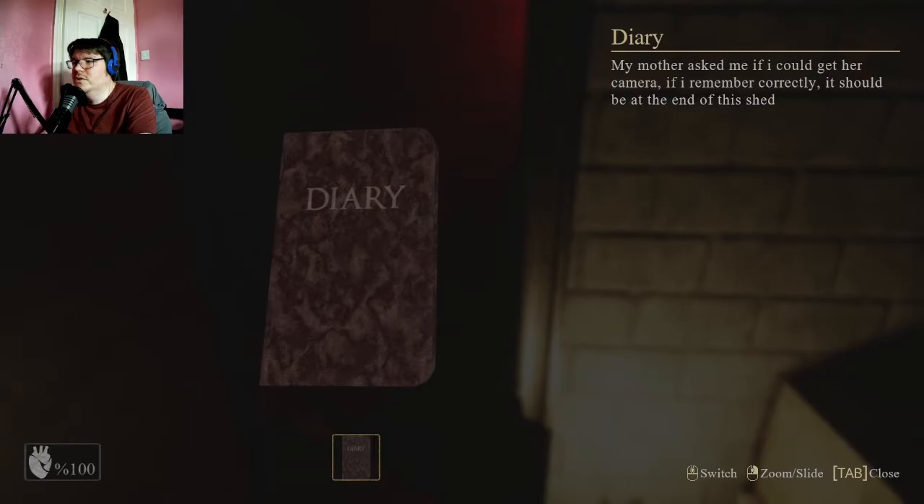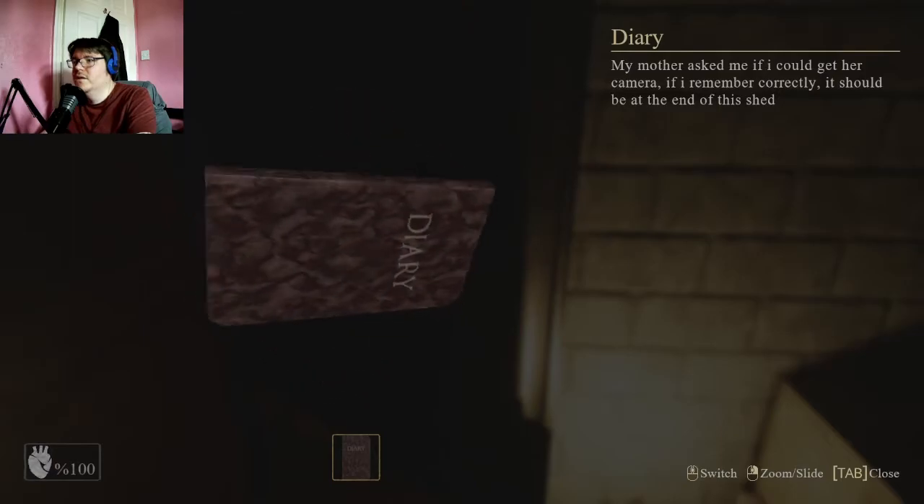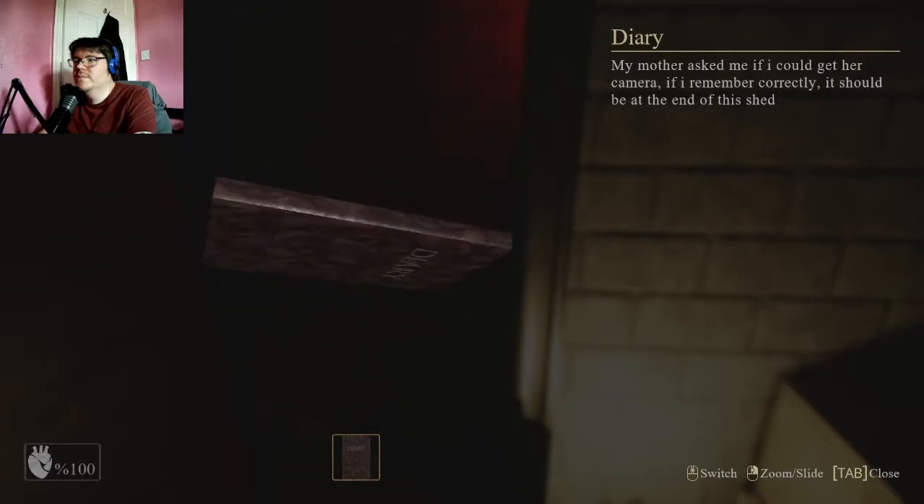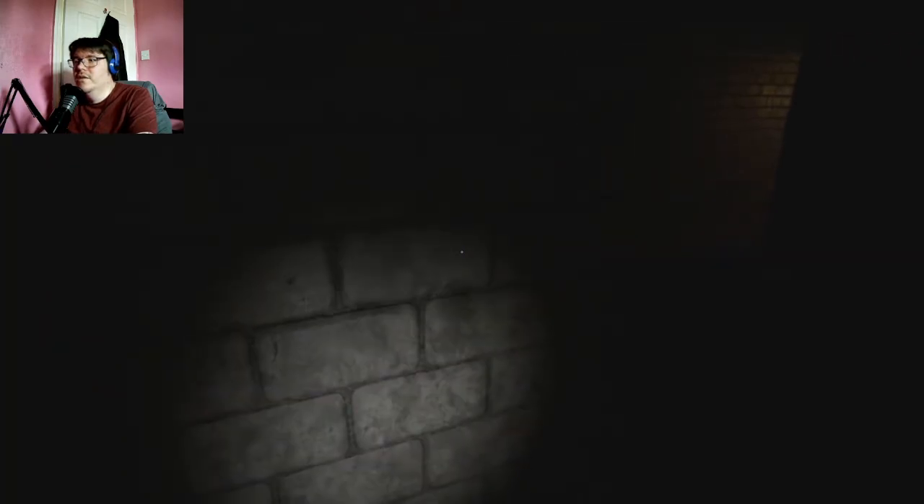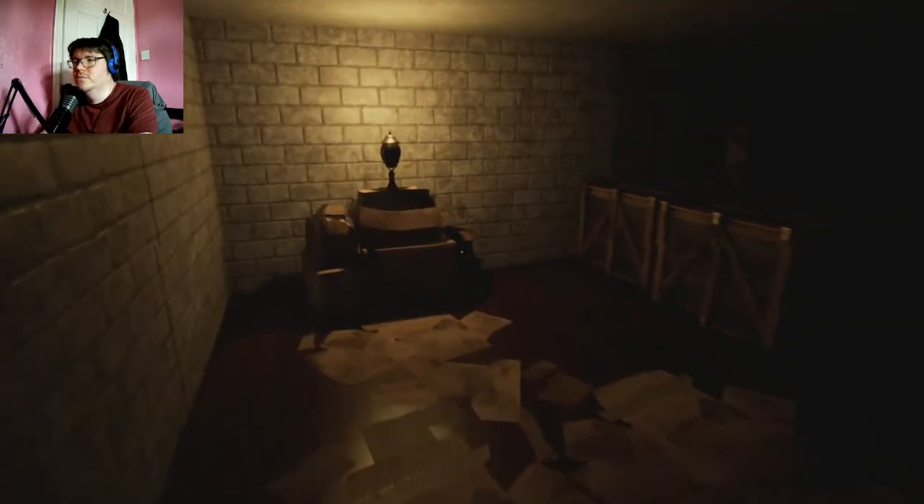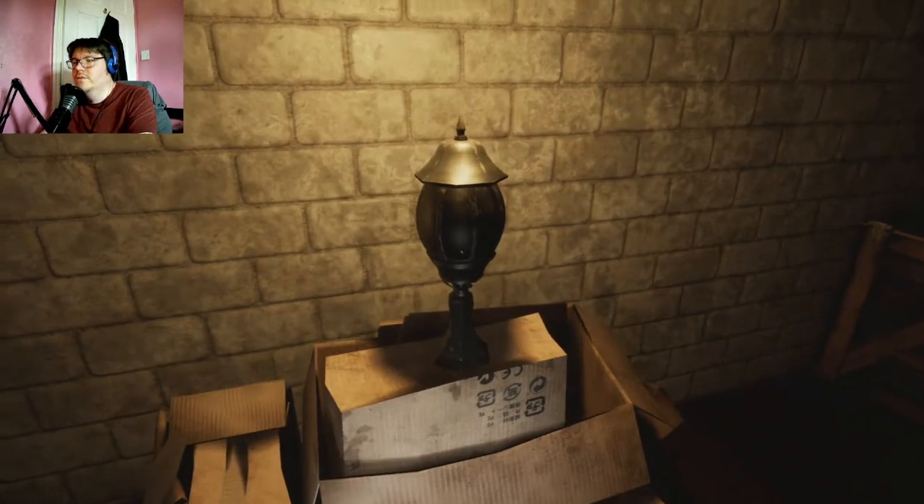Switch. Zoom. Slide. Oh, I can rotate things. And then tap to close. Right. Oh man, well, a little bit of light. But no, there is a small light on us, but it's not doing anything. This is not a shed. This is some sort of secret government warehouse where top men would work.